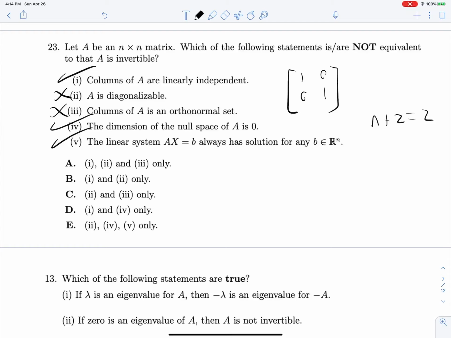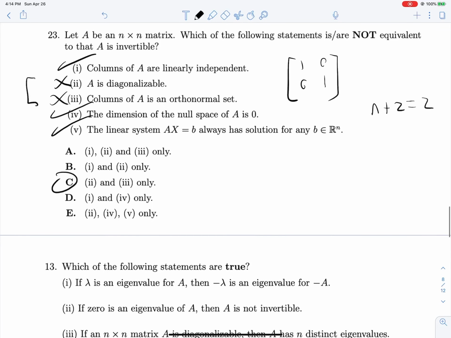Oh wait, interesting. What did I screw up? Not equivalent. Oh, which ones are not equivalent to the fact that A is invertible? Yeah, 2 and 3. I just inverted my answer picking there. That's something to worry about too. If there had been an answer for 1, 4, and 5, I totally just would have picked it and moved on. That's kind of scary.